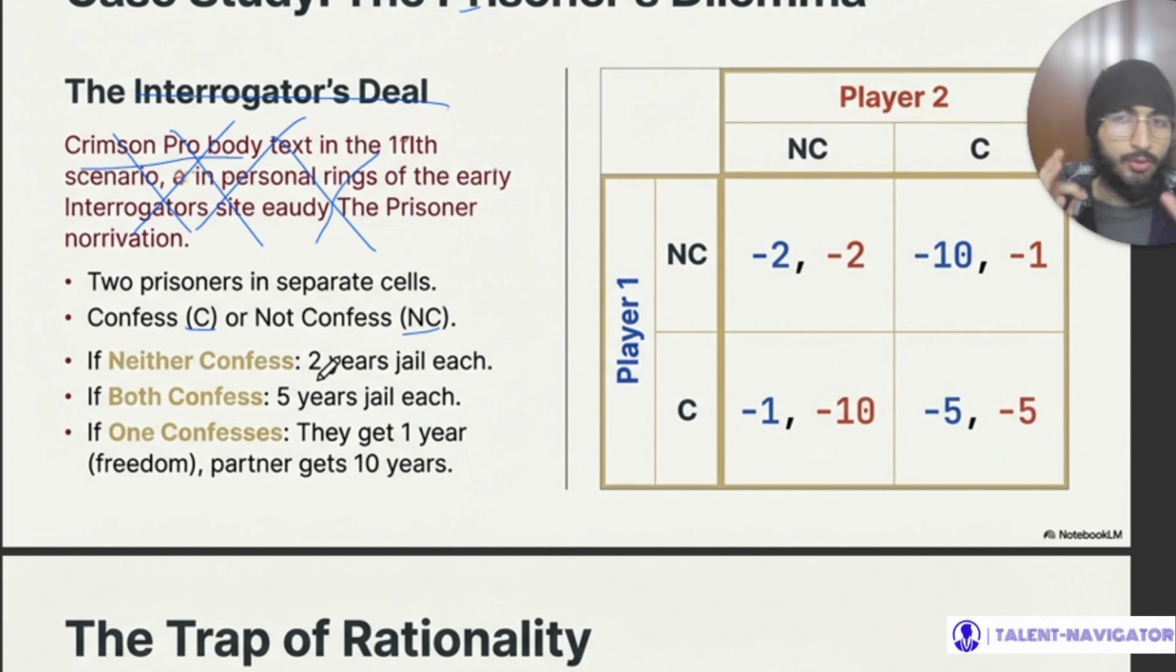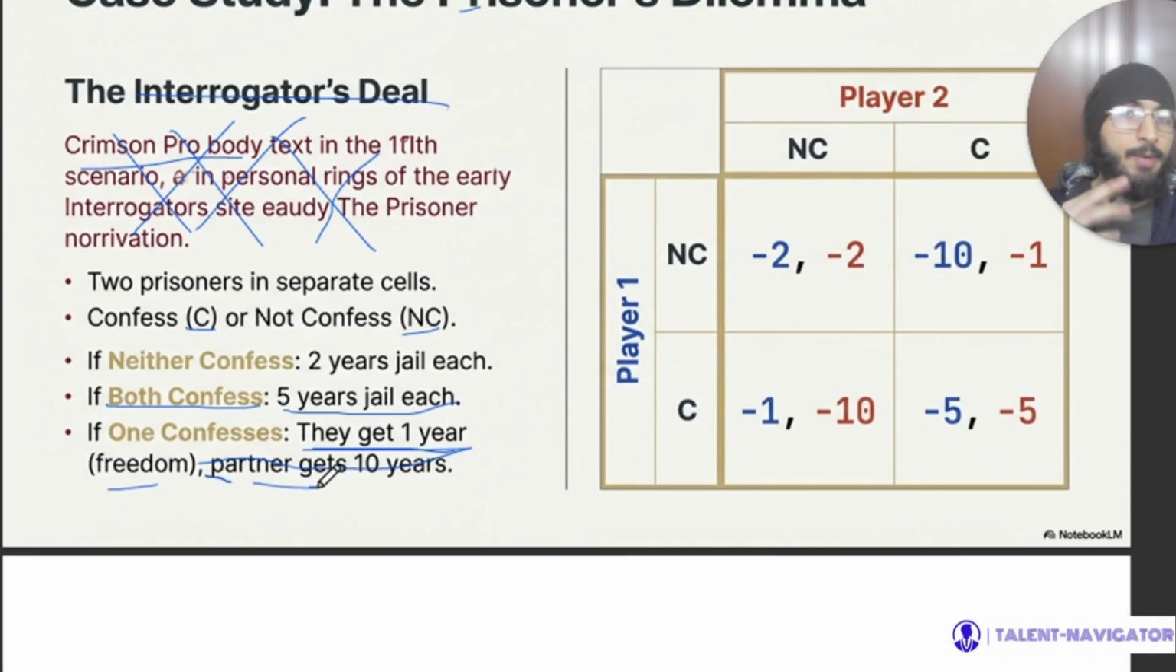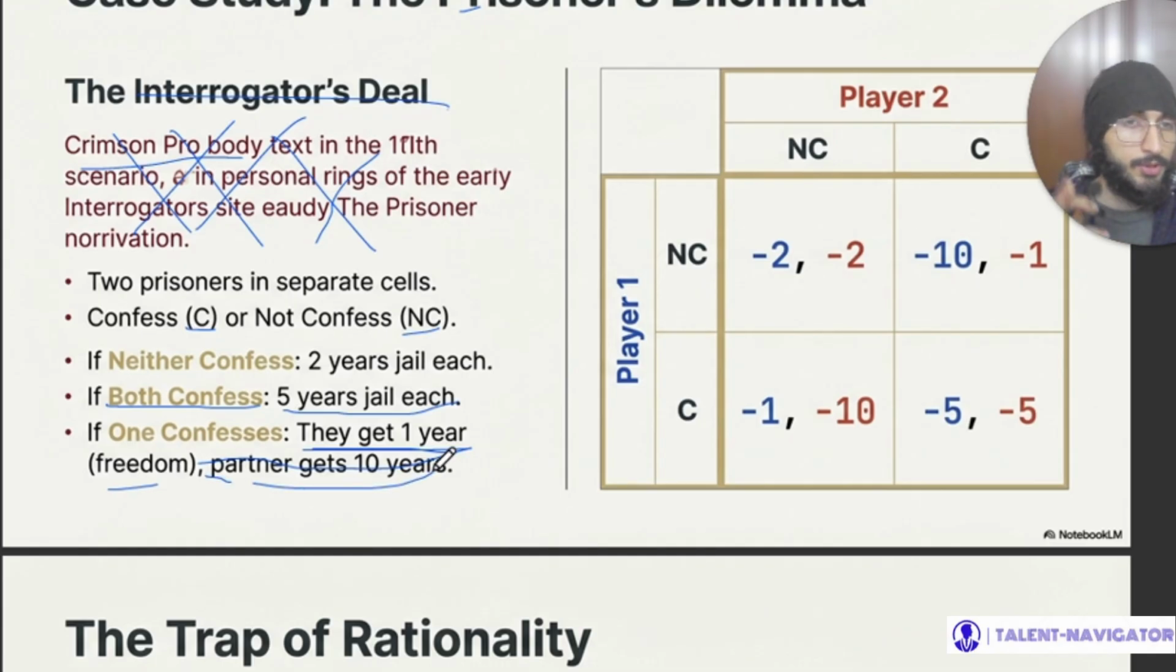If neither of these two prisoners confess, then they will serve 2 years in jail. If both of them confess, then they will serve 5 years of jail time each. And if only one confesses and the other does not, the person who has confessed gets 1 year, and after that he'll be free. And the partner will get 10 years, the person who has not confessed, right? So these are the rules of the prisoner's dilemma.